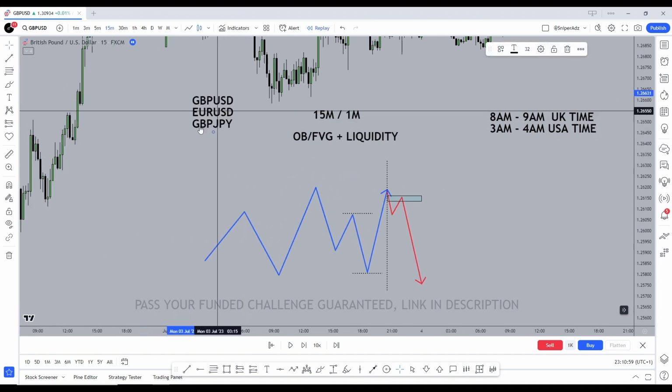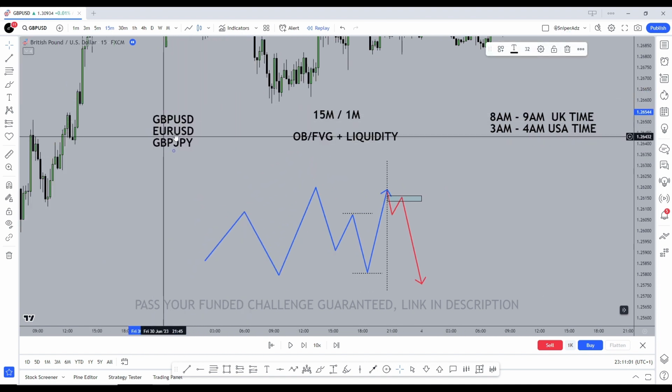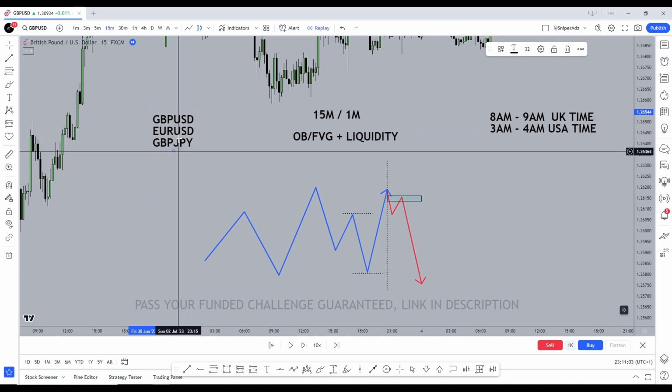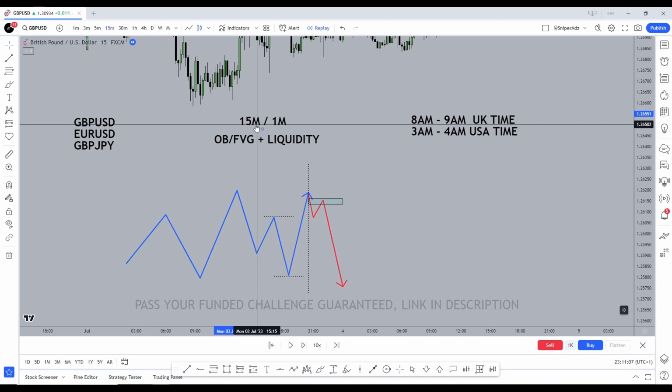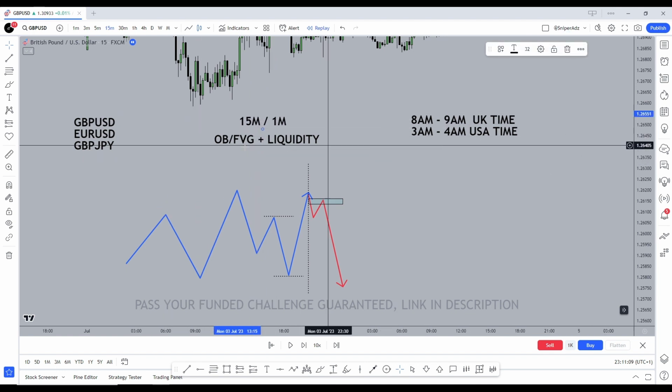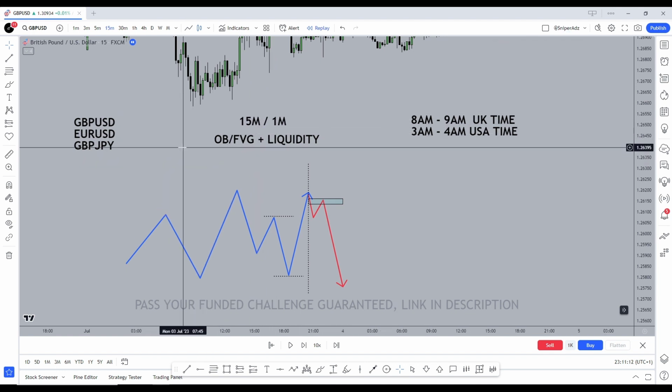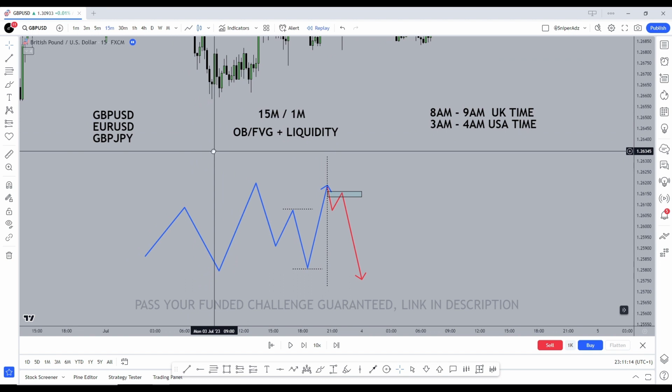So the pairs that we're going to be trading are GBP/USD, EUR/USD, and GBP/JPY. These are the pairs that it works best on. We're going to be looking at the 15-minute time frame and the 1-minute time frame only. Like I said, guys, these are the rules, so I don't want you to start adding things to it and changing things. These are the rules, stick to them and you will become profitable.